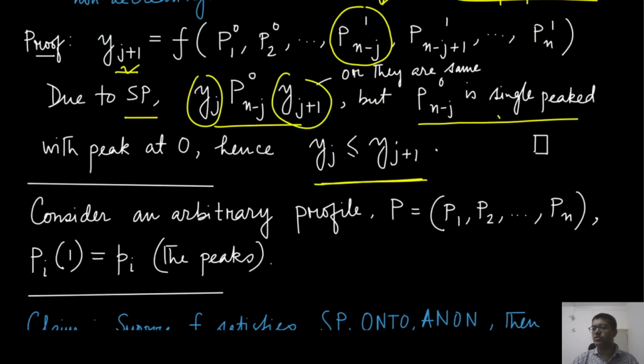Now we are going to look at the next step of this proof, where we consider an arbitrary preference profile where the players have these preferences, player 1 to n, and we will use this lowercase pi to denote the peak of player i. Okay? So these lowercase pi's are just the peaks of these single peaked preferences.